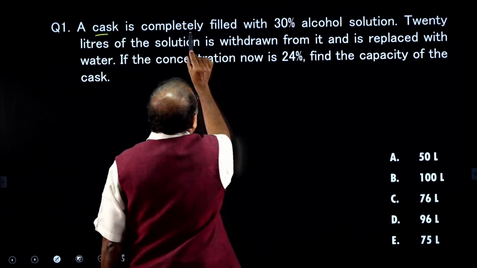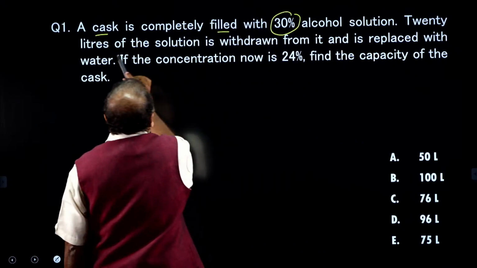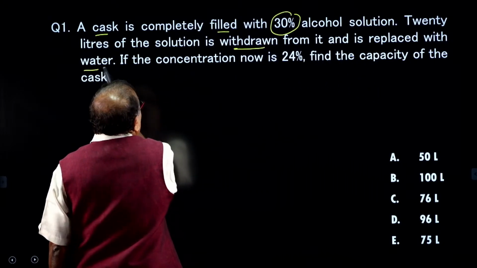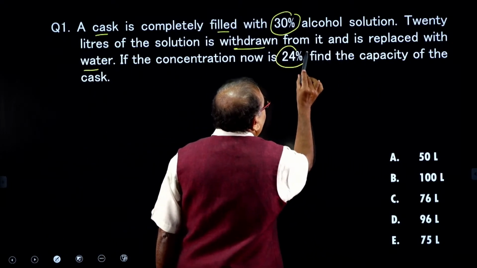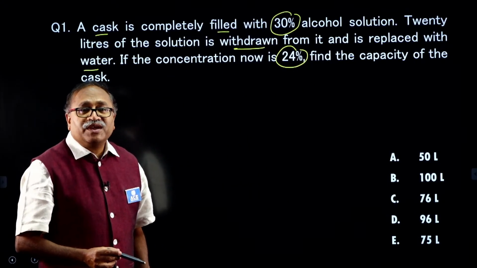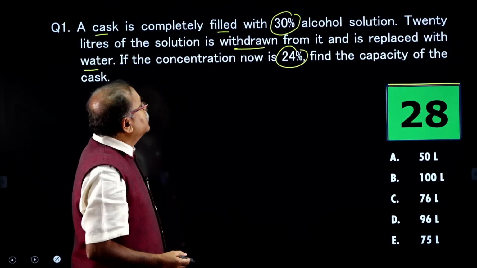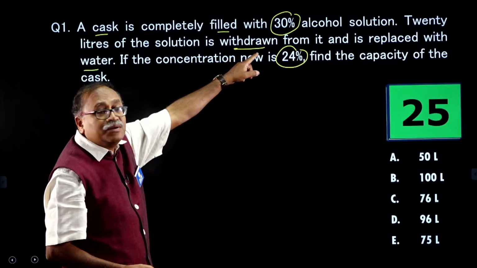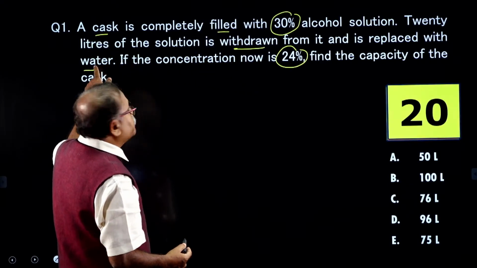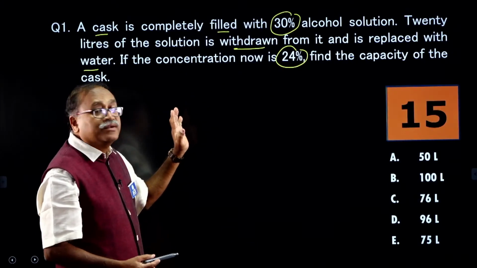A cask is completely filled with 30% alcohol solution. 20 liters of the solution is withdrawn from it and replaced with water. If the concentration is now 24%, then what is the capacity of the cask? I am sure you will be able to answer the question. I am giving 30 seconds for you to answer it. Initially it was 30% alcohol, and 20 liters of solution is taken out and replaced by water, and the concentration becomes 24%.